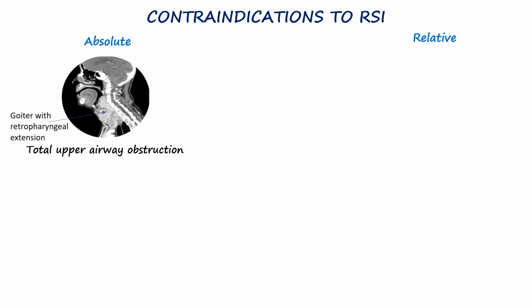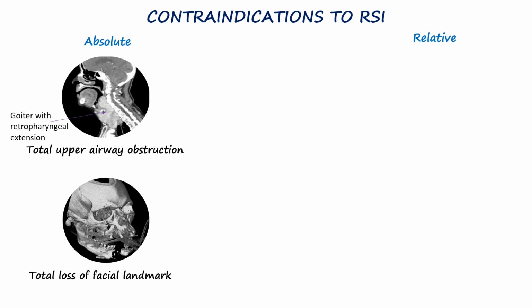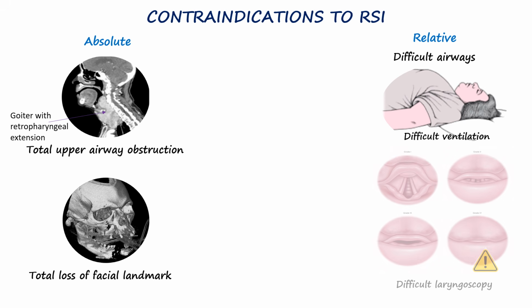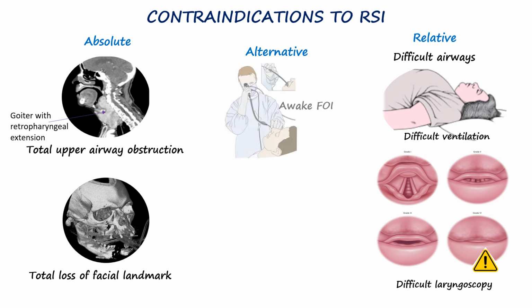The contraindications can be divided into absolute and relative contraindications. Absolute contraindications include total upper airway obstruction and total loss of facial-oropharyngeal landmarks that require surgical airways. The relative contraindications include situations where we anticipate difficult airways, like difficult bag and mask ventilation, difficult laryngoscopy, and difficult intubation. If we anticipate that we won't be successful in intubating the patient, we need to go the alternative route like awake fiber optic intubation.